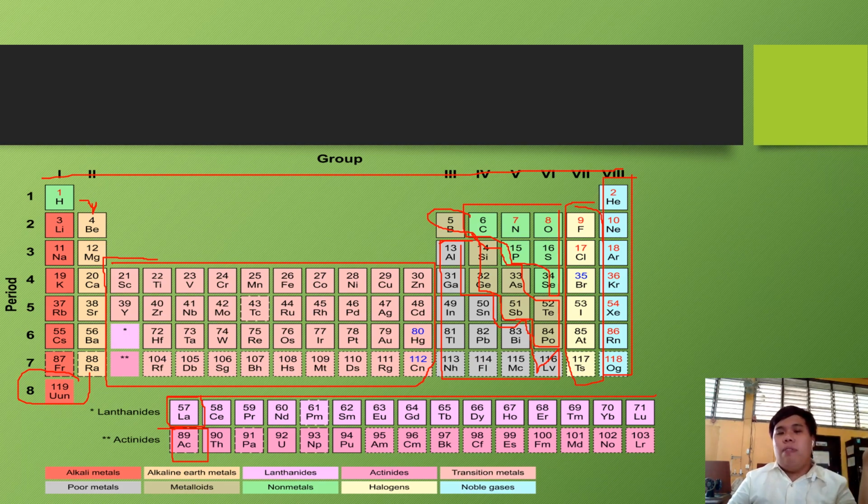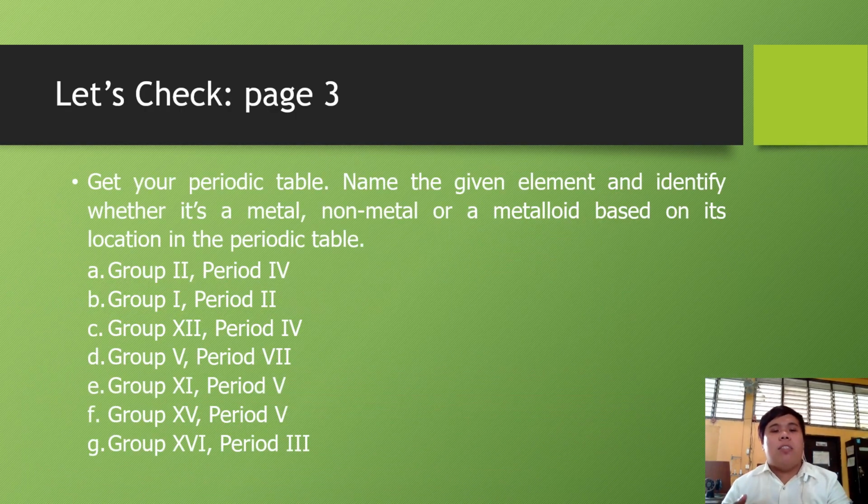Okay, so this is the first activity that you need to answer on your paper, to be submitted this coming Friday, January 29. That's on page 3 of your module. Get your periodic table, name the given element, and identify whether it's a metal, non-metal, or a metalloid based on its location in the periodic table. There is a legend in our illustration of the periodic table. So you just have to locate whether it is a metal, non-metal, or metalloid. Again, we have 91 metals, 20 non-metals, and 7 metalloids.